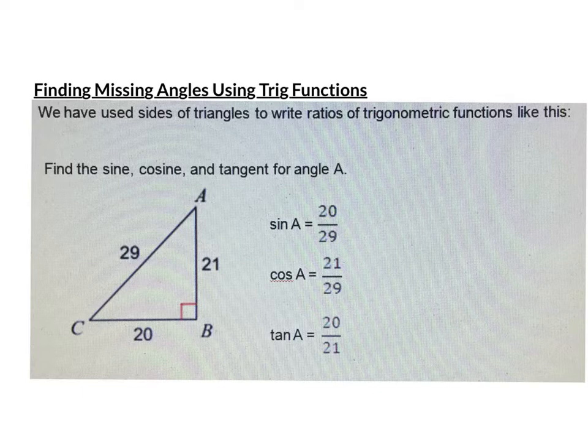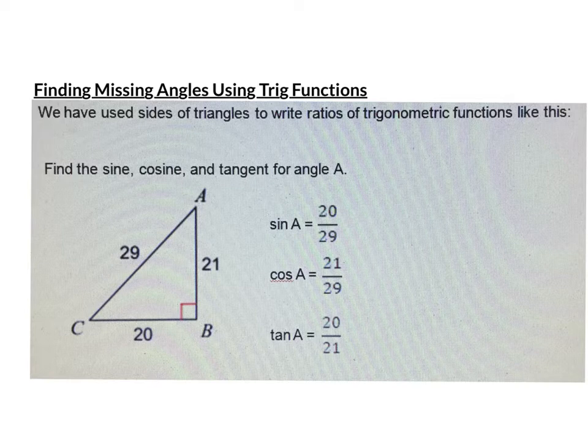Then you should have had sine of A equals 20 over 29. Cosine of A is 21 over 29. And tangent of A equals 20 over 21. How many of you had those? Okay. So that's what we spent time doing yesterday. Today we're going to actually use that to figure out what angle A is.